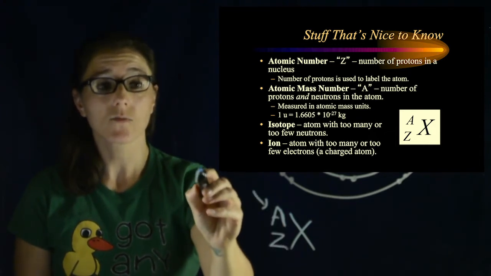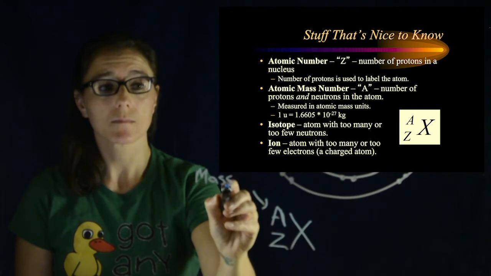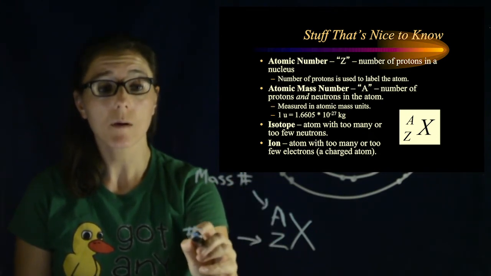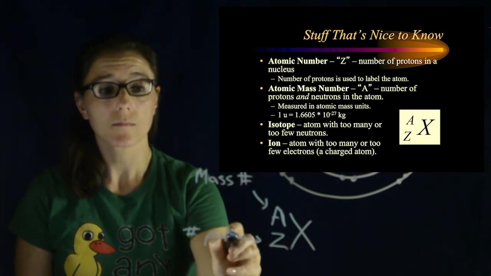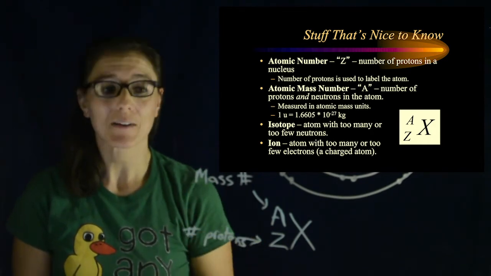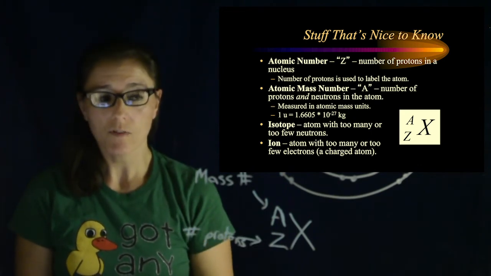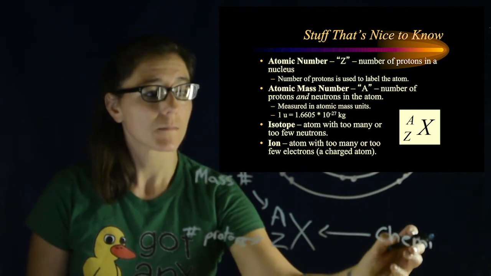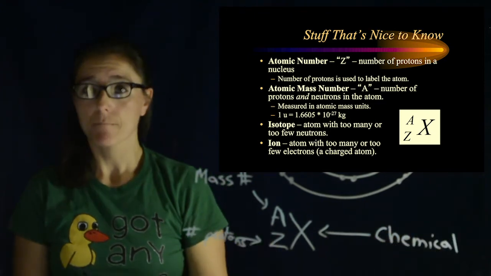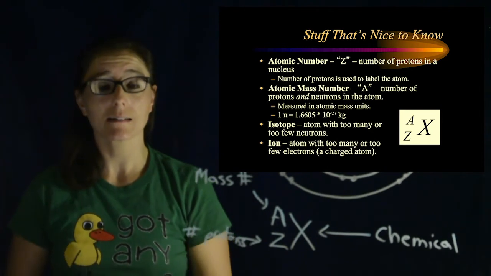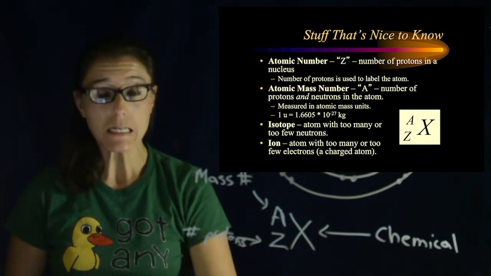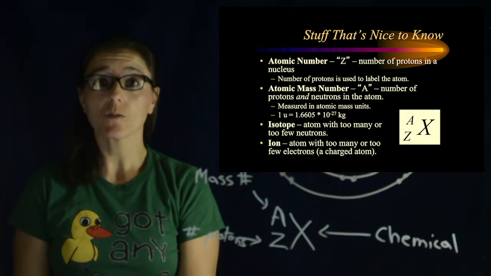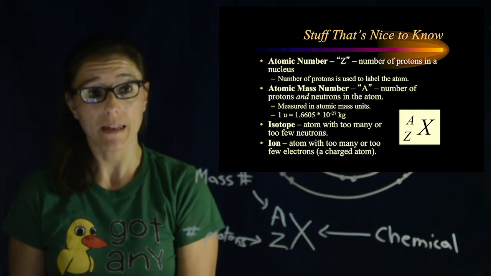That A is for mass number. The Z is for the atomic number or the number of protons, which I can't fit there. So the Z is for the number of protons, and the X is actually the chemical symbol for the nucleus. Okay, so the X is something you'd find on the periodic table. The A is for the atomic mass number, and the Z is for the number of protons. Number of protons you might also know as the atomic number of an element.